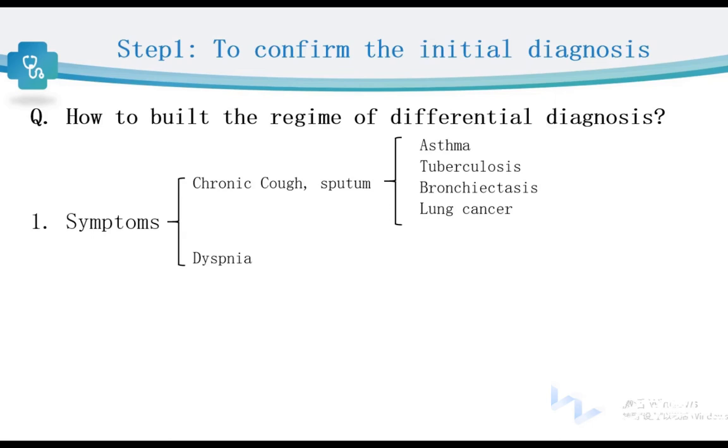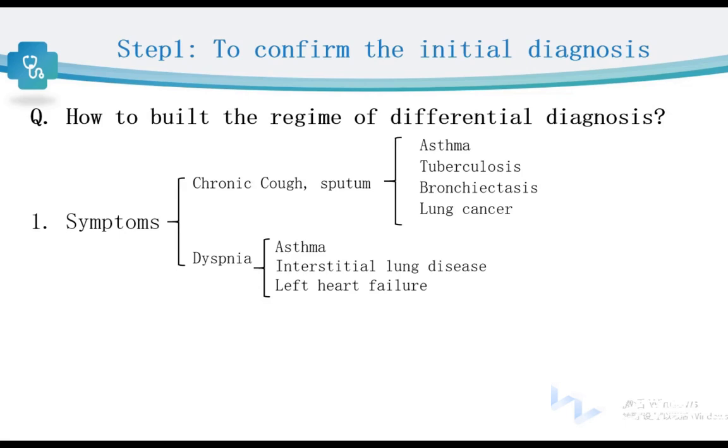And about the dyspnea, we can also find the dyspnea exists in the COPD patients. And what else disease can also fit this symptom? Yes, the asthma patients can also have dyspnea. And so as to the patients with interstitial lung disease and left heart failure. And that's the first method for differential diagnosis, according to the symptoms.